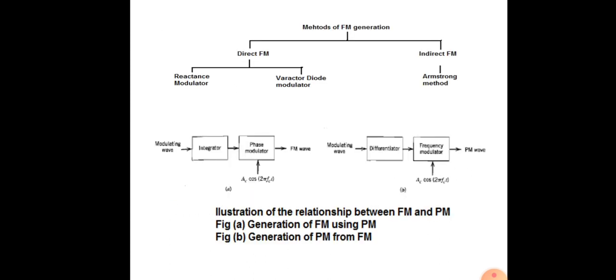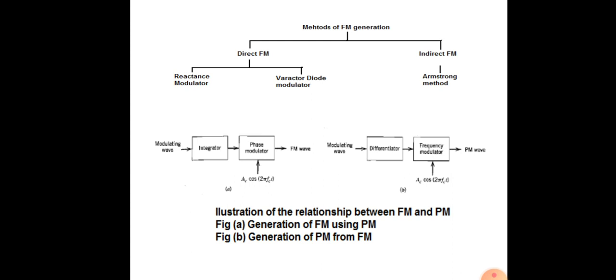The methods of FM generation are shown in this flow chart. We have two types: direct FM and indirect FM. Direct FM is further classified into two types: the reactance modulator and the varactor diode modulator. Indirect FM is classified into the Armstrong method, by which we get the FM waveform using the indirect FM method. Here we have two relationships between FM and PM: the generation of FM by using PM, and the second figure, the generation of PM by using FM.